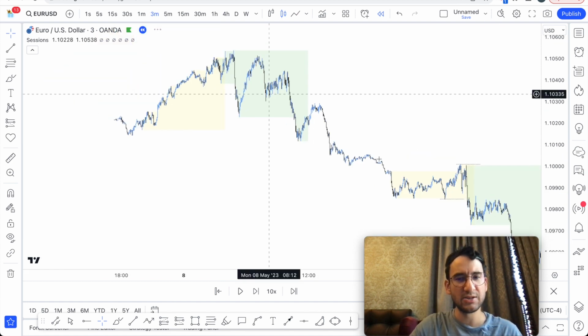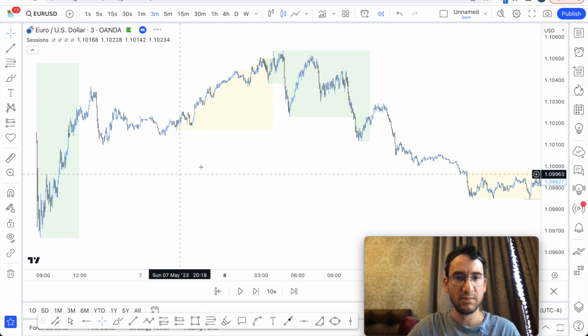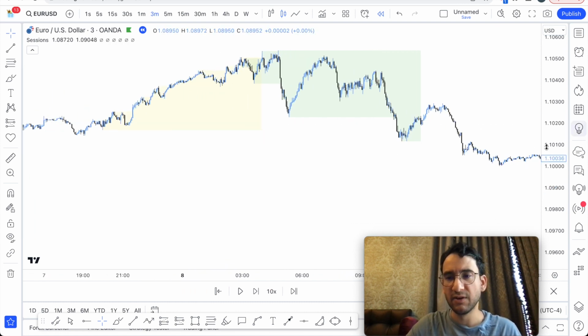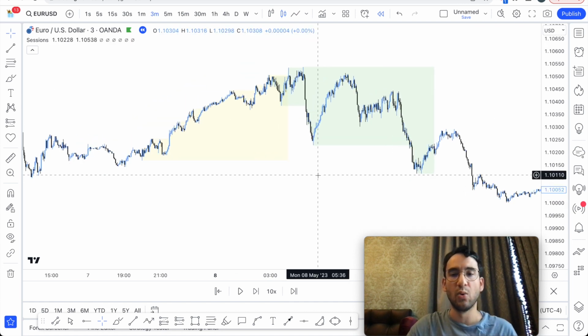right? So I hope you guys are starting to see the idea of how the Asia highs and Asia lows work. It's very easy, very typical, right? You can make a ton of money doing this if this is the way you want to trade, obviously.